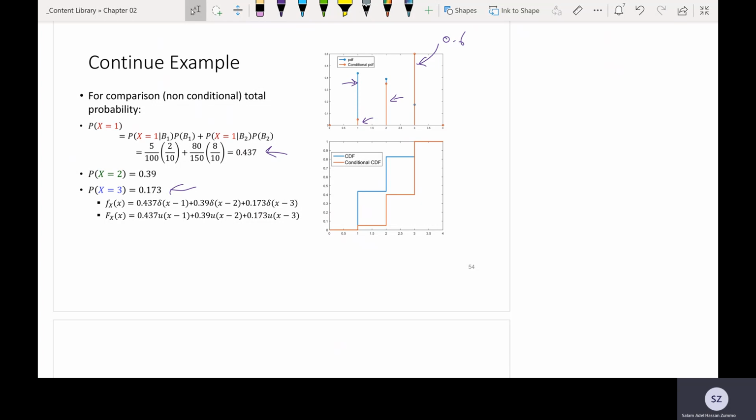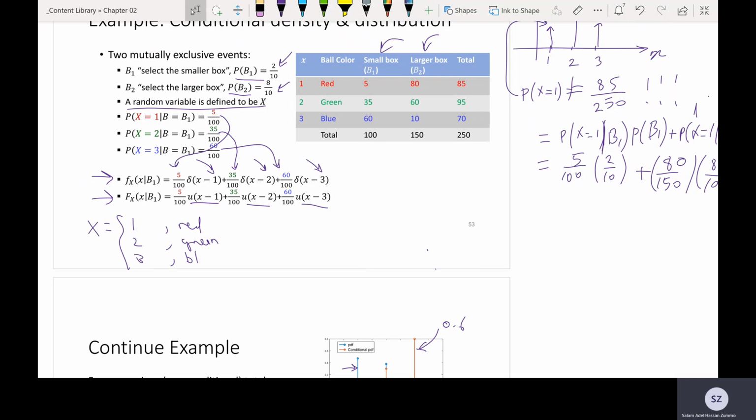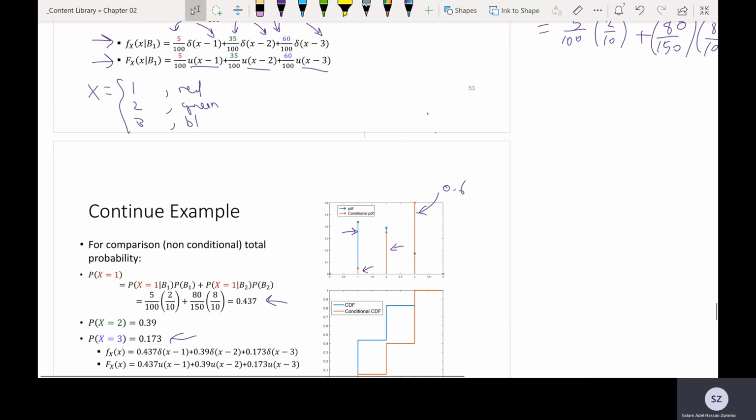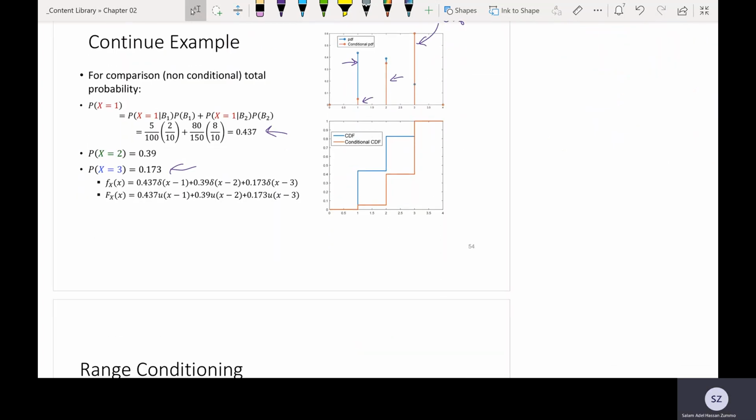What about X less than or equal 1.5? 1.5 means X equal 1. If there is no conditioning, if I'm not conditioning on B1, this will be 0.437, because we have many red colors in the second box, and the second box has a large probability. But if I put the condition that I select B1, I get only 0.05 because I have only 5 out of 100 balls. And so on. So you can see that without conditioning, the CDF increases rapidly compared to the conditional CDF.